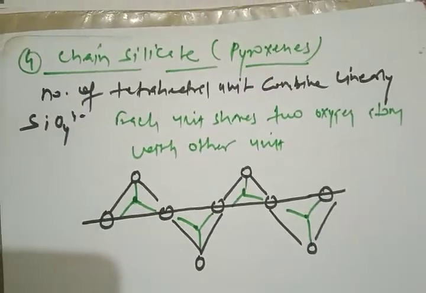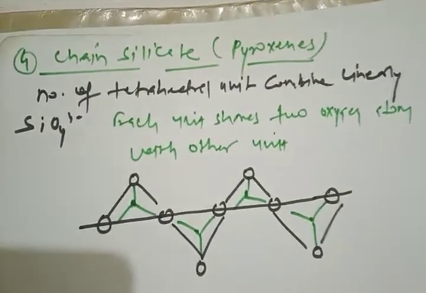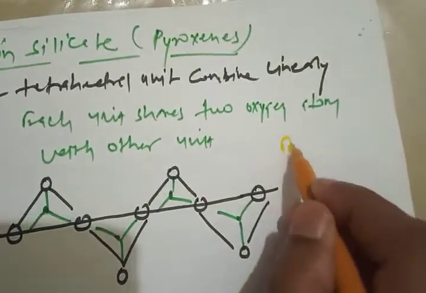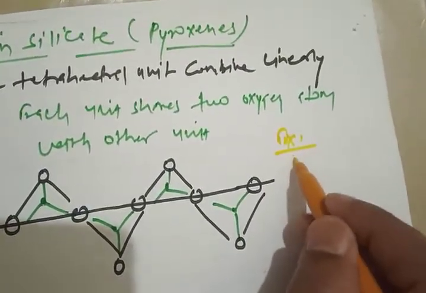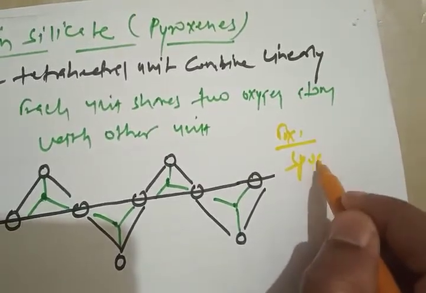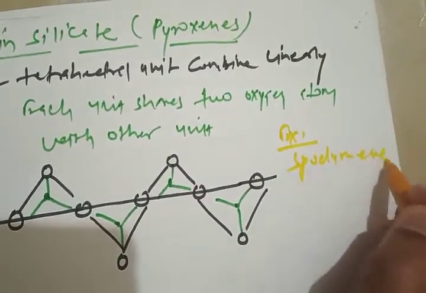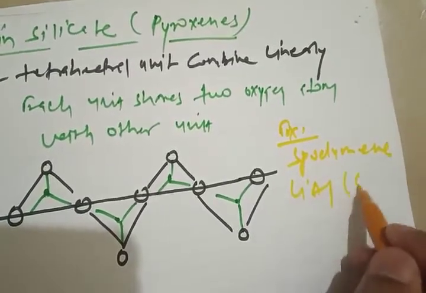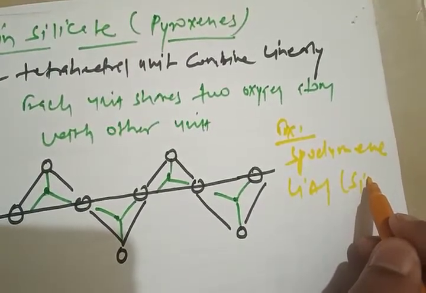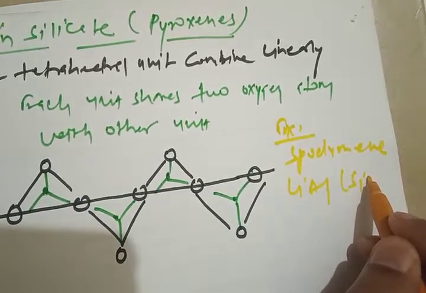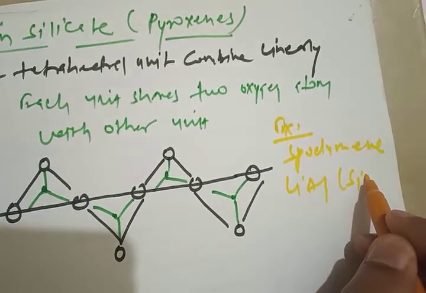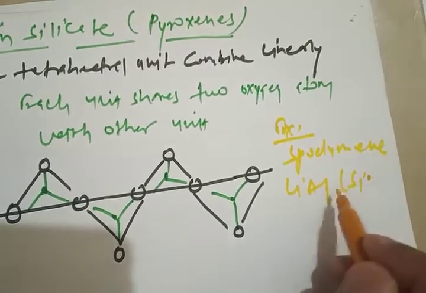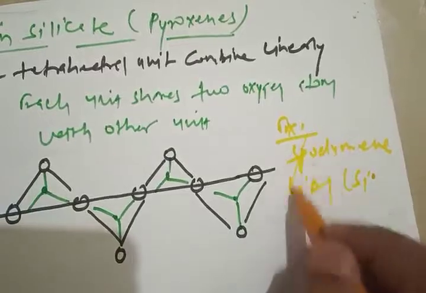Okay, so next we can take an example for chain. Example is spodumene. This is a lithium aluminum complex actually. No, this is not correct.